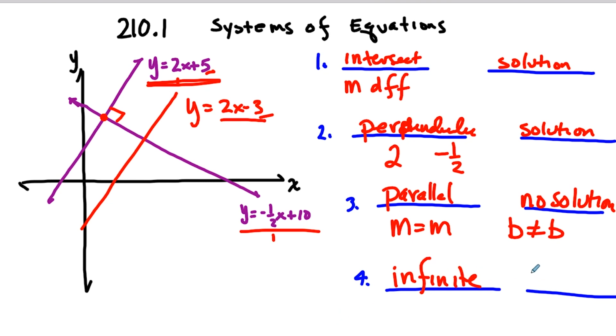Finally, they ask about a set of lines that have infinite solutions. These are the same lines. They share all points in common, and they share the same slope and the same intercept. Lines that have the same slope and the same intercept are infinite and have all points in common. That's the first lesson in this series on systems of equations.